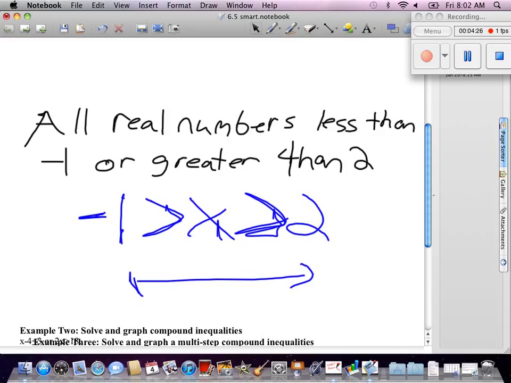Okay, so when we make our inequality, we've got -1 and 2. Do I have open circles or closed circles over -1 and 2? Open, because neither of them are underlined. And then X is less than -1. And X is greater than 2. So we know since they're or, they point away from each other.